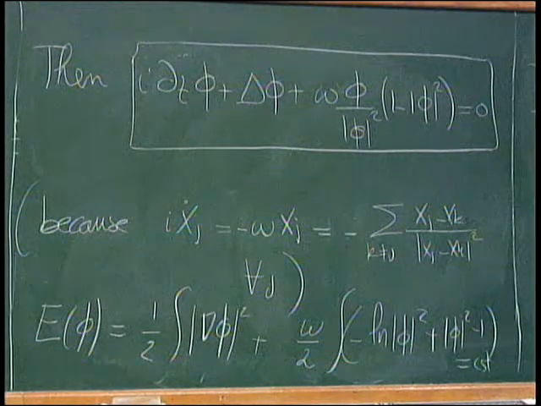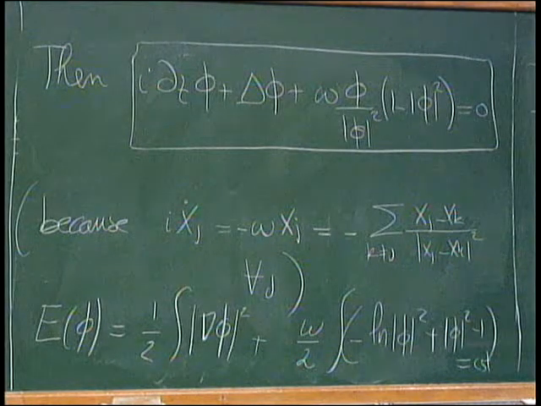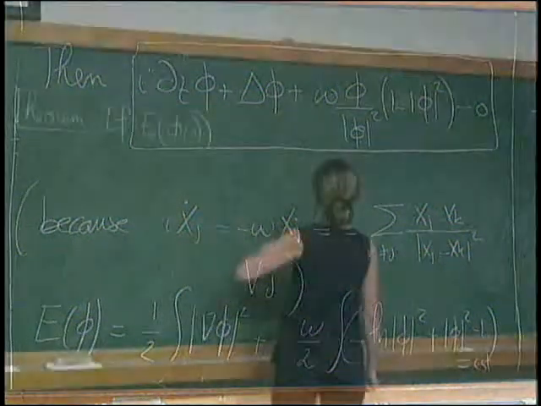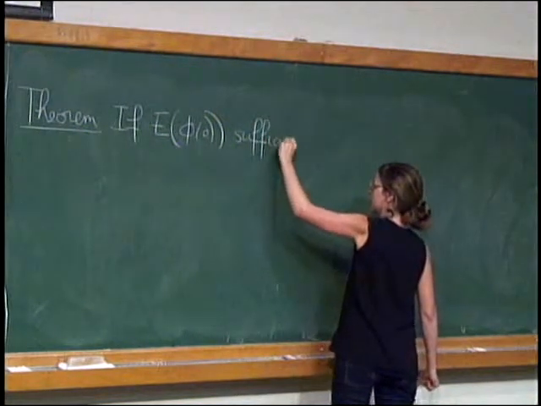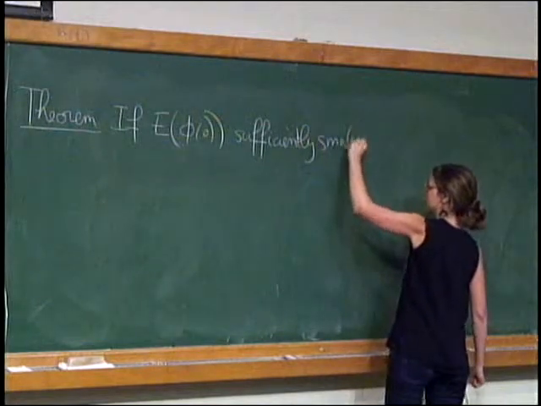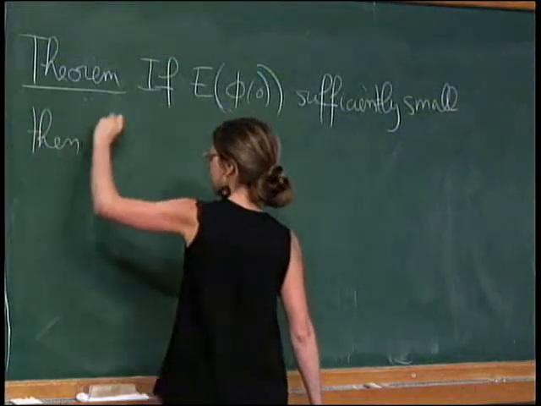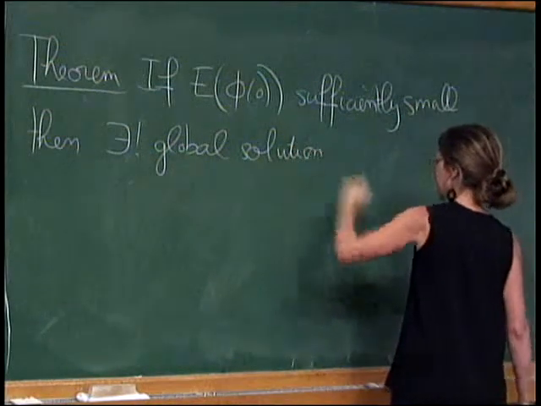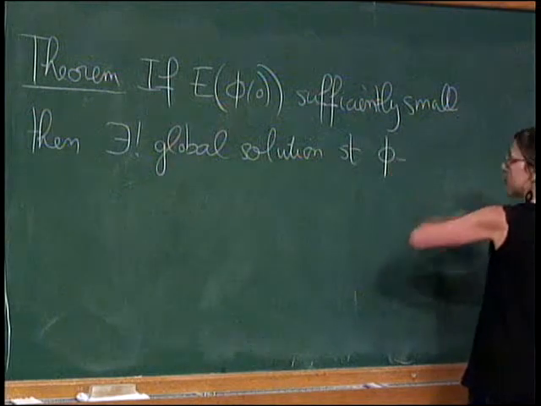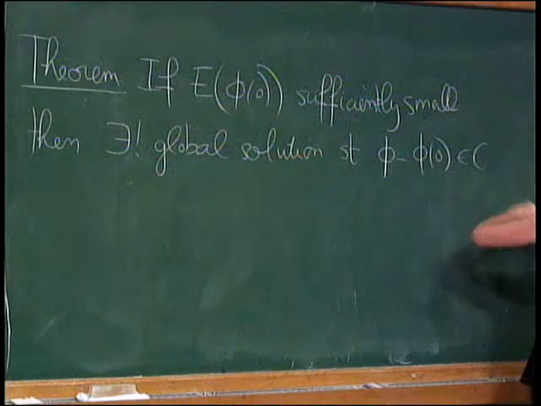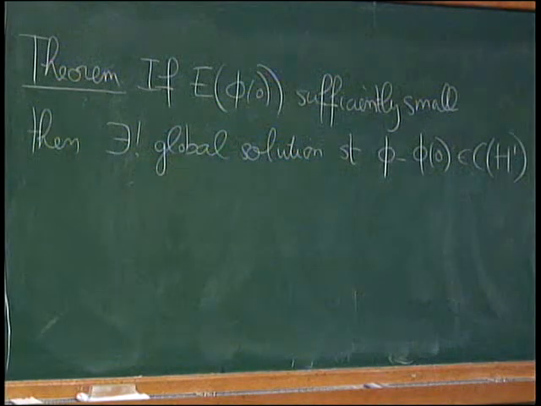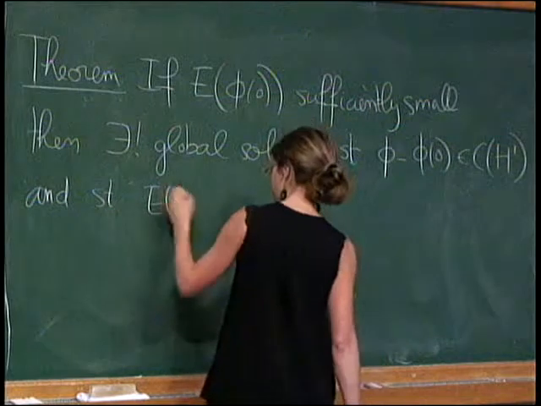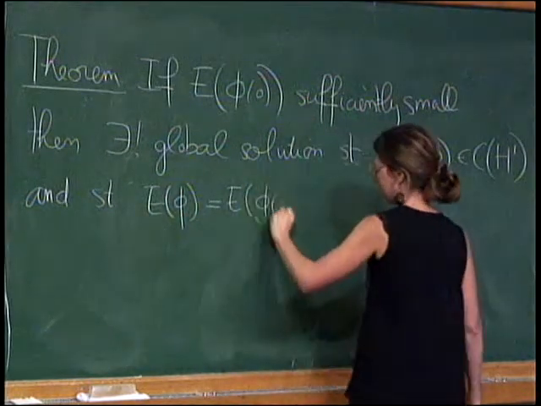Stating that if the energy of my initial perturbation phi 0 is sufficiently small, then there exists a unique global solution such that phi minus the initial perturbation belongs to the space of continuous functions with values in H1, and such that the energy of phi is constant for all time.